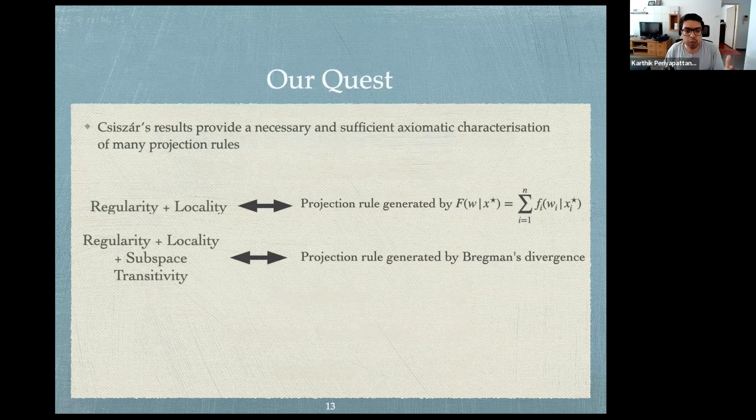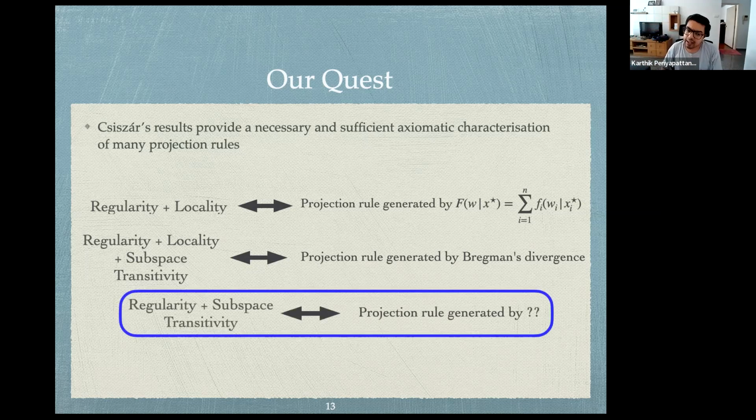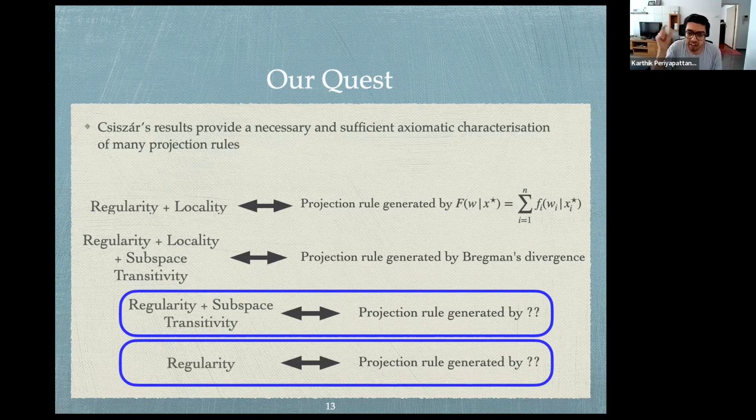And our quest was to come up with answers similar to what Csiszár has given in his paper. Csiszár has said, if regularity and locality are satisfied, the projection rule ought to be generated by an f which can be decomposed as a sum of functions, individual components, all of them being continuously differentiable and strictly convex. And Csiszár also showed that regularity plus locality plus subspace transitivity holds if and only if it comes from a Bregman divergence. Can we say something along similar lines by removing locality? What does regularity plus subspace transitivity entail? In particular, what does regularity entail? These are the questions that we were after.